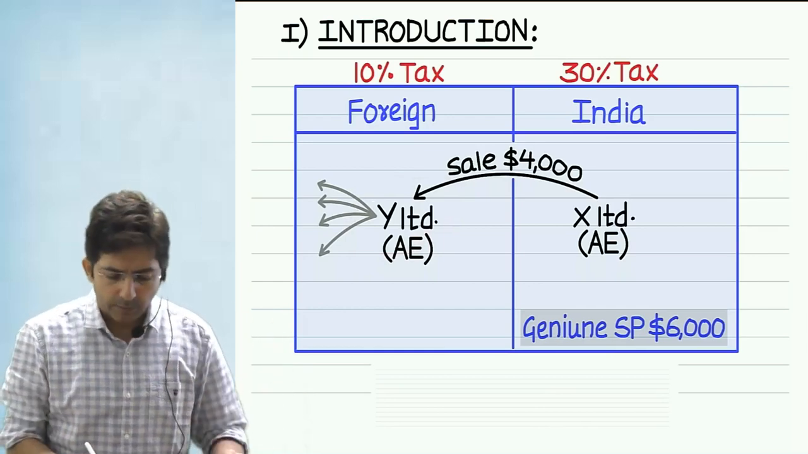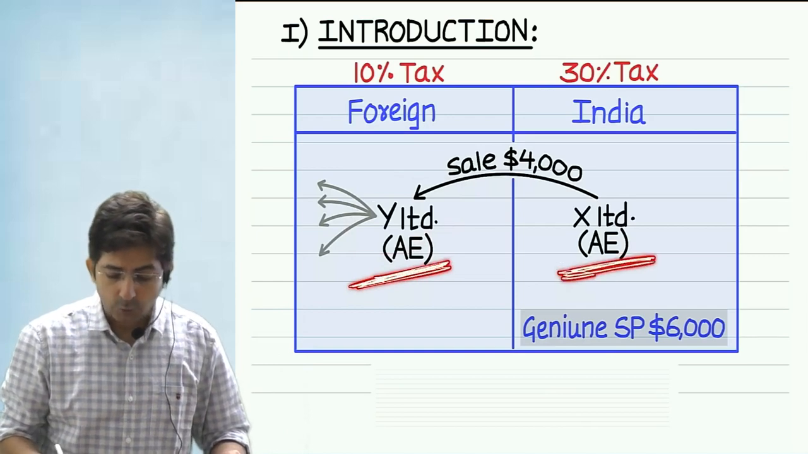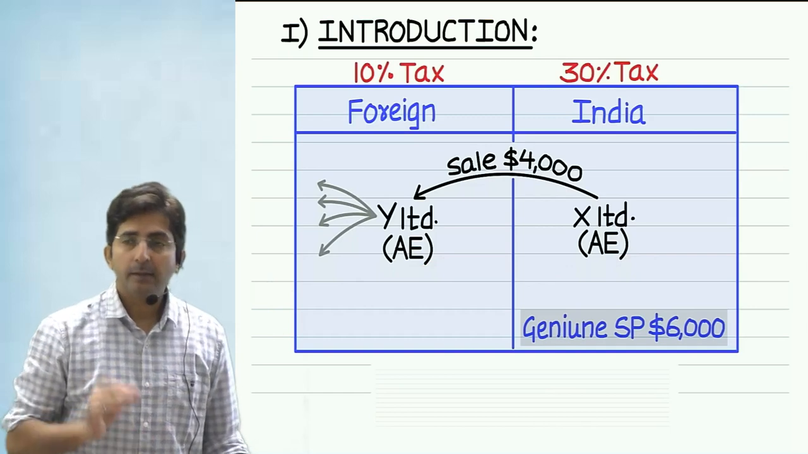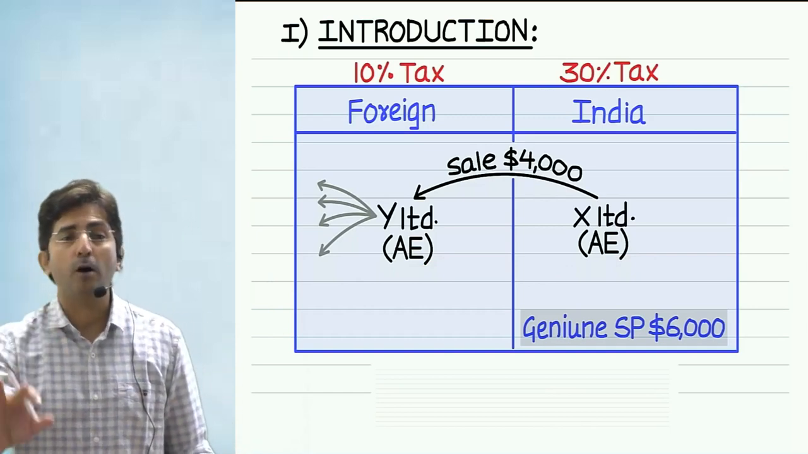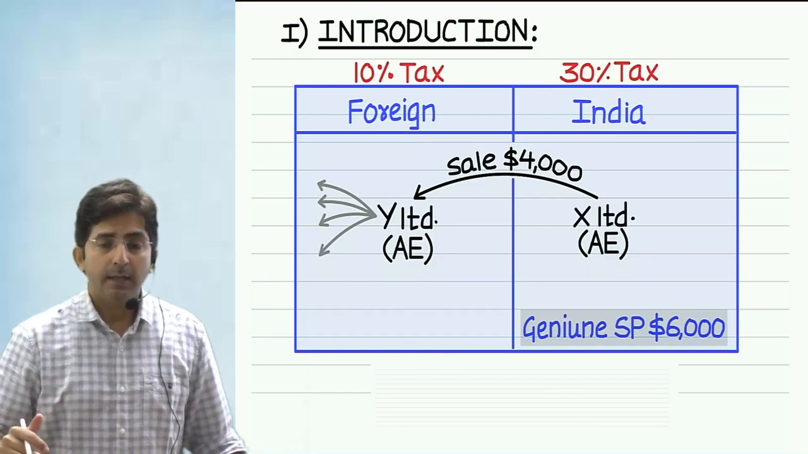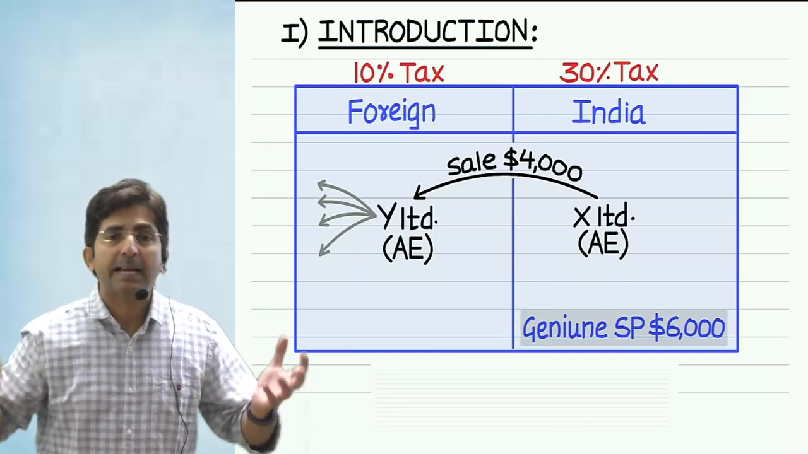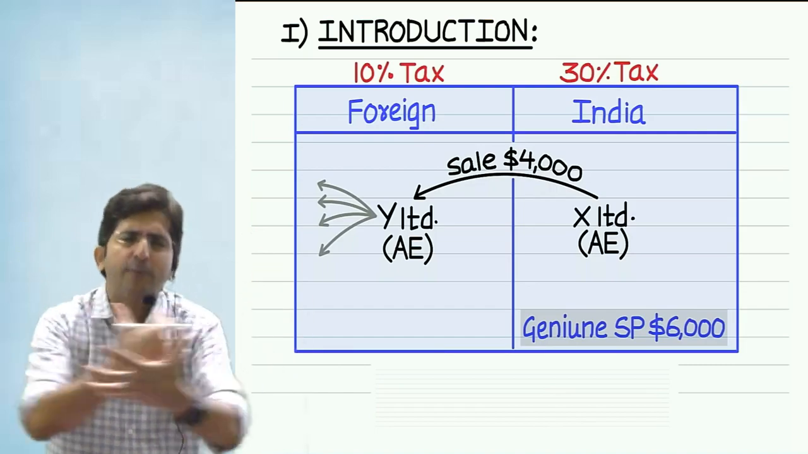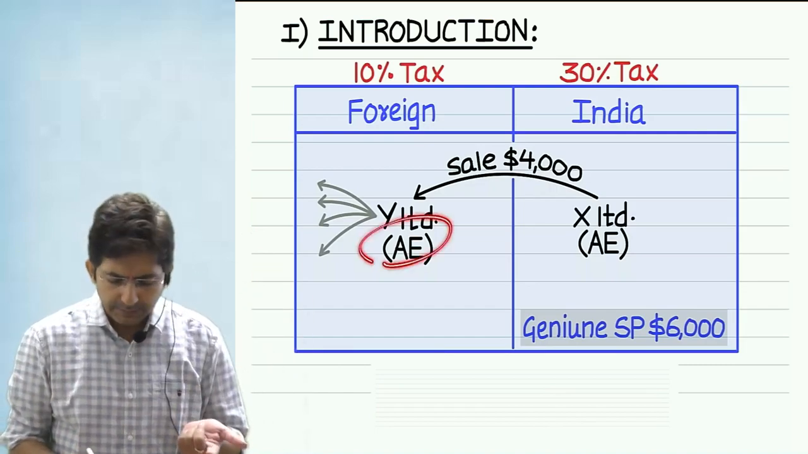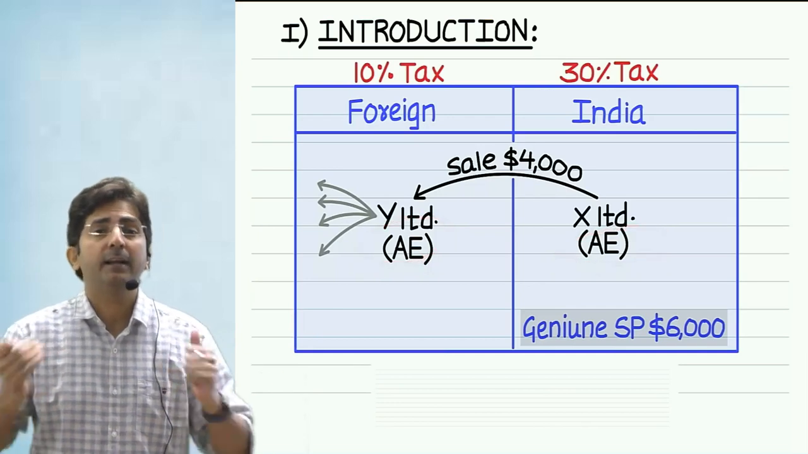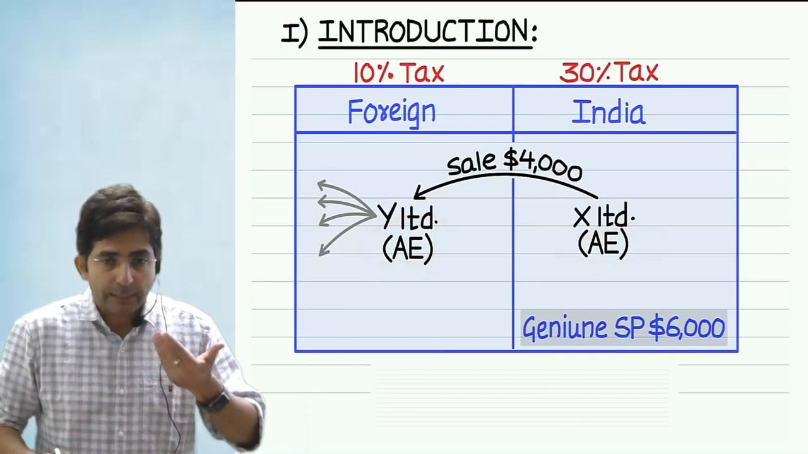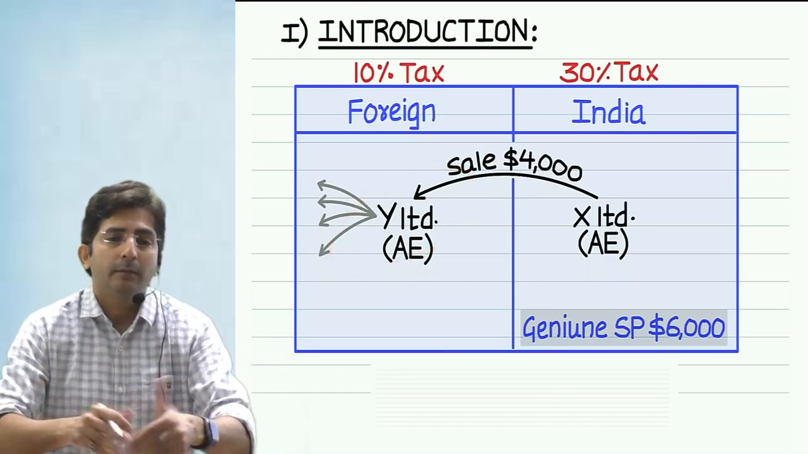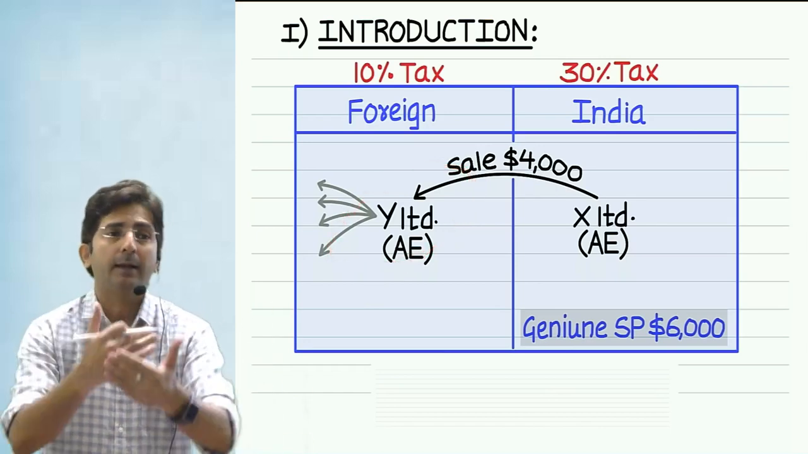That's why what I have written here, look at this: associated enterprises. Can you see the alphabet AE? AE is a popular short form of associated enterprise. Enterprise means entities carrying on business. Associated means they are connected, they are related, they are from the same family. So that's what I have been repeatedly saying, that Y Limited is from our own family, it is associated to us, it is related, it is our part only.